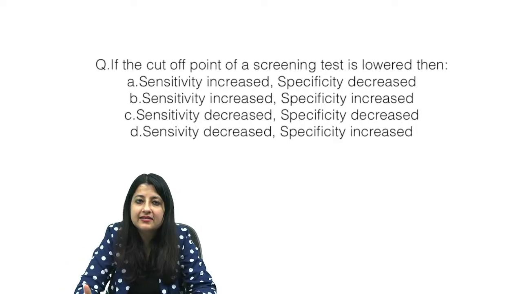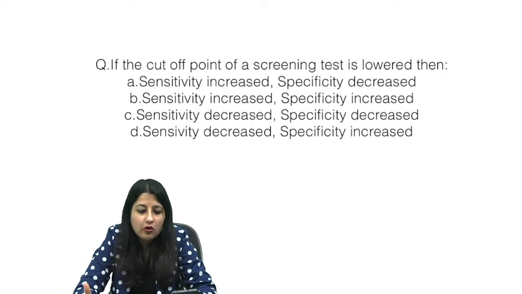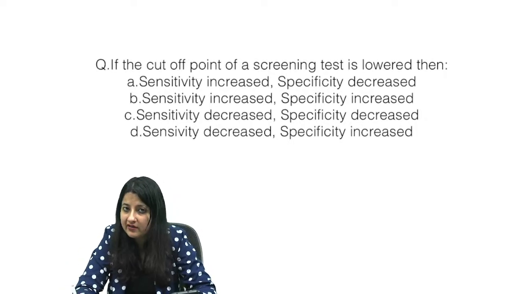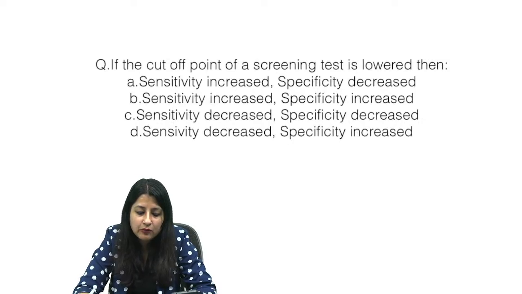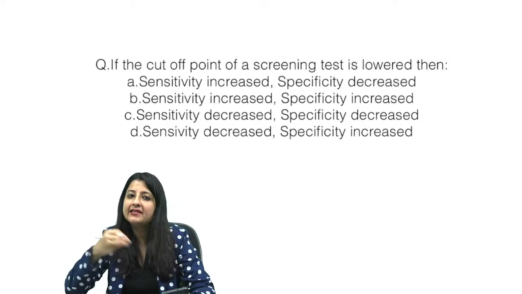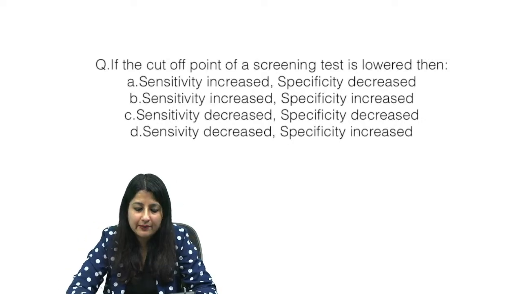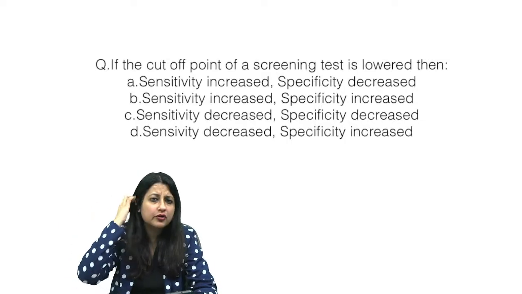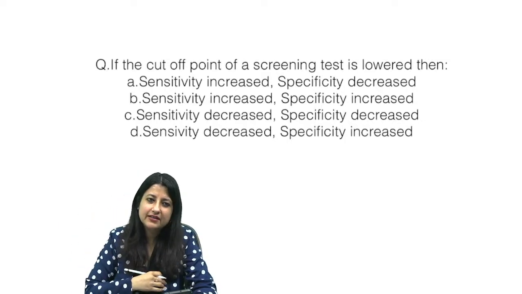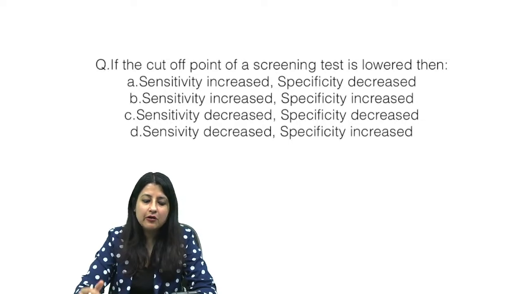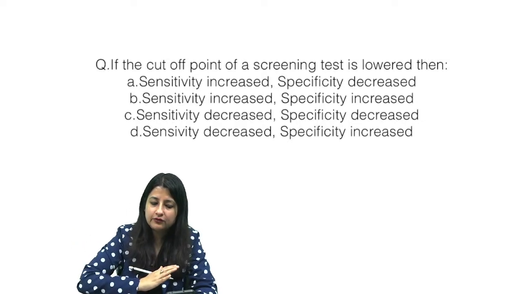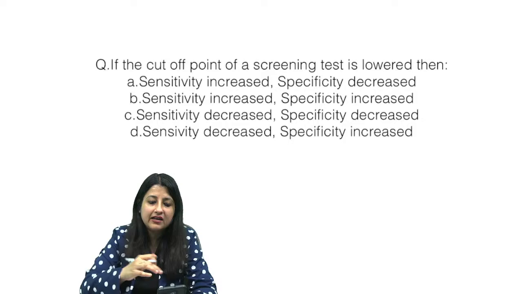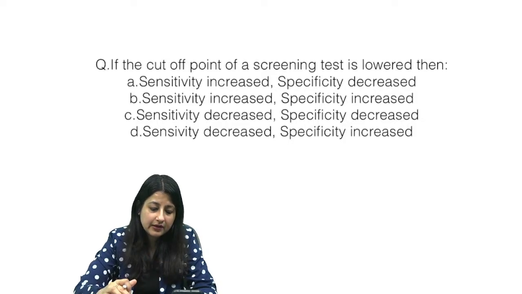Can you answer this? If the cutoff point of a screening test is lowered, now I'm asking you, tell me what will happen if you lower the cutoff point. What is going to happen? So next is this question. First you labeled all the parts because I'm sure you now know the definitions of sensitivity, specificity and all of that. But now I'm asking you, if we lower the cutoff, what is going to happen? And if we increase the cutoff, what is going to happen?